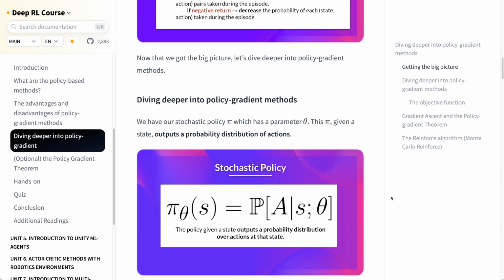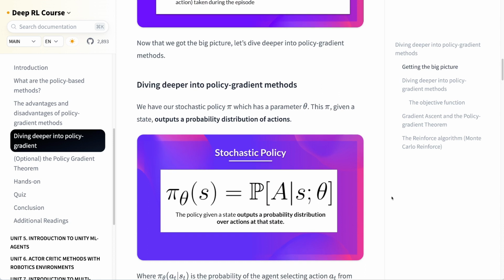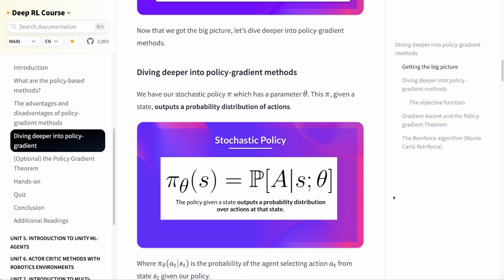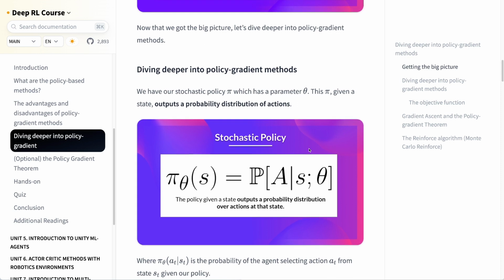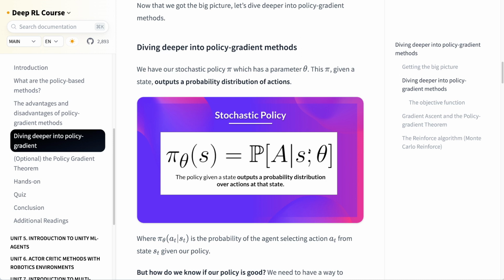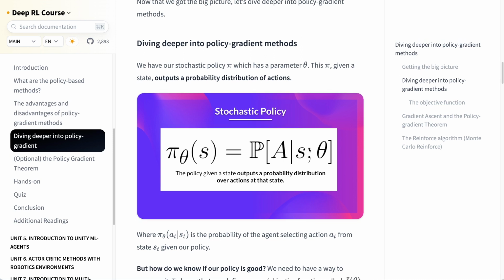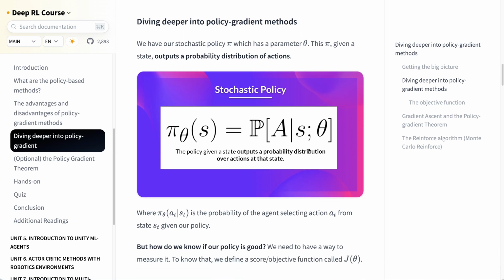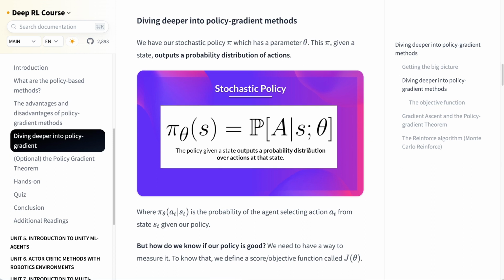Alright, let's look. Diving deeper into policy gradient methods. We have our stochastic policy pi, which has parameters theta. This pi, given a state, outputs a probability distribution over actions. Okay, we've seen this. Where pi of action given the state is the probability of an agent selecting an action from a state given our policy. But how do we know if our policy is good?